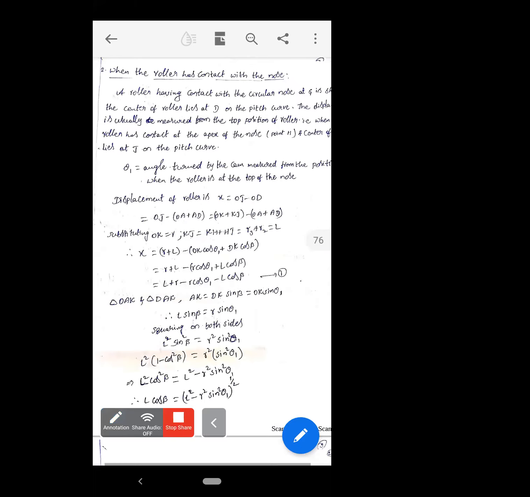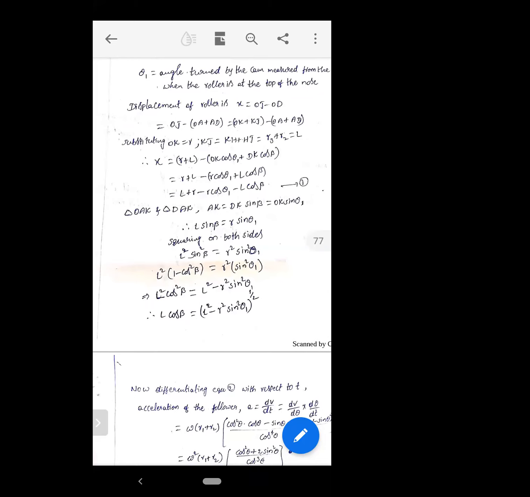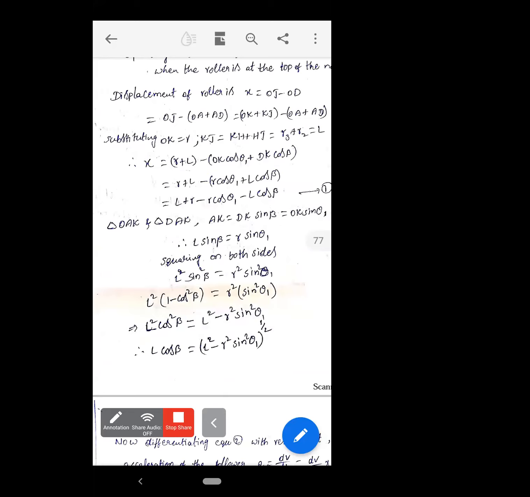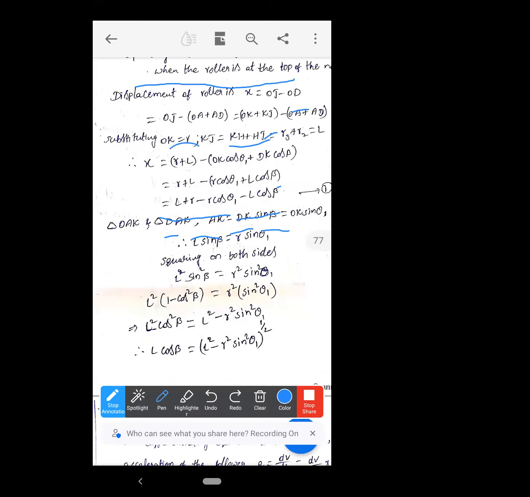And now the symbol notations are represented here. So OK is our small r, and KJ means KH plus HJ. So KJ is KH plus HJ, that is R3 plus R2, which equals the stroke value or lift value. That is already assigned here. So that value is L.